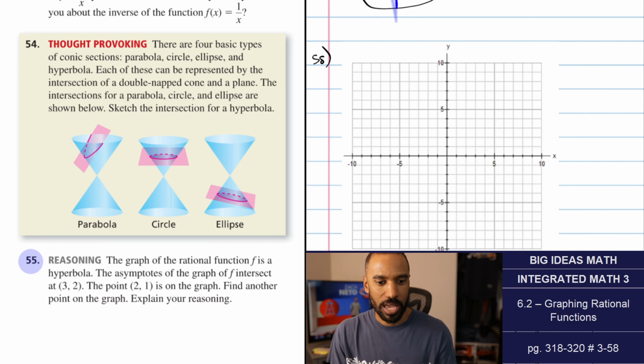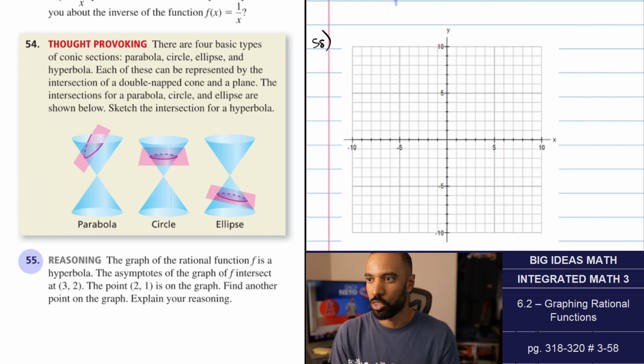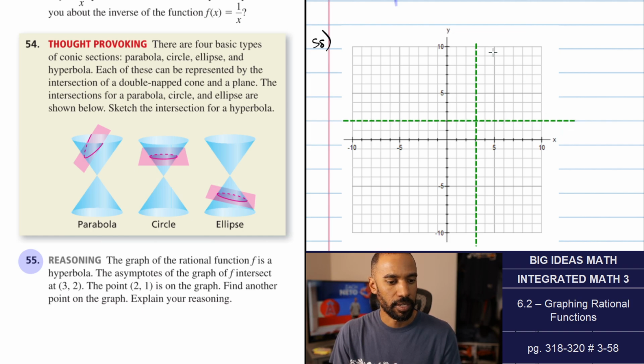They have the intersection of the asymptotes at (3, 2). That means x equals 3 and y equals 2 are your asymptotes. Boom, like that. Now, the point (2, 1) lies on the graph. So here's (2, 1). That means that, well, the a value is 1, I could tell you that. But that means there's another point right here. There's a point right here also that's (4, 3).